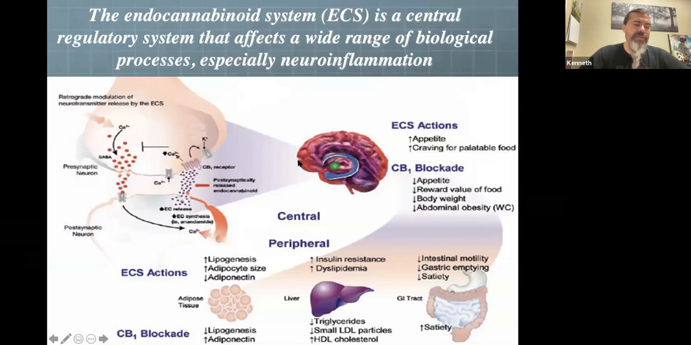We talk a little bit about this very rich topic of the endocannabinoid system. It's a central regulatory system that affects this huge range of biological processes, especially neuroinflammation.